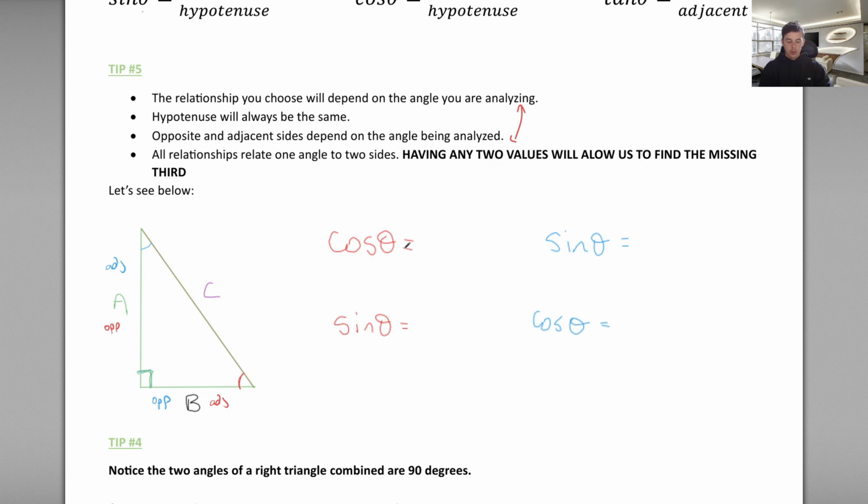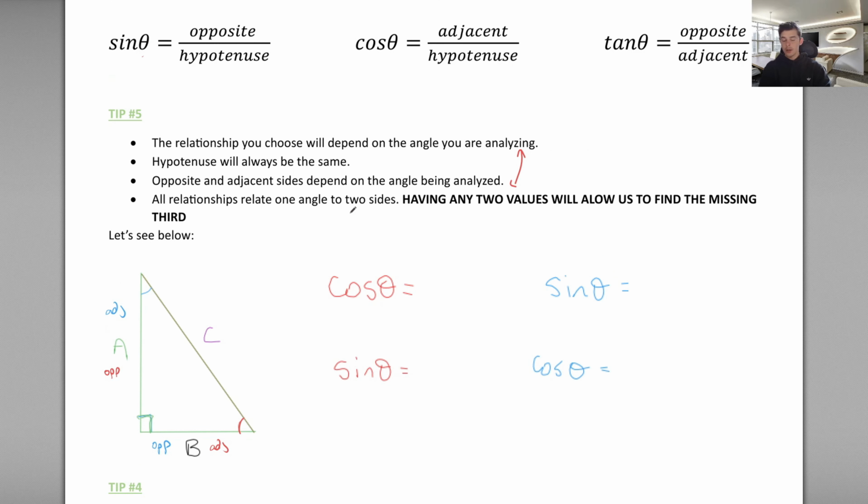So the cosine of the right angle is, actually, adjacent over hypotenuse. So what's the adjacent? That's B, divided by the hypotenuse, which is C. What's the sine of the right angle? So the sine of the right angle is the opposite over hypotenuse. So what's the opposite? That's A over hypotenuse, which is C.